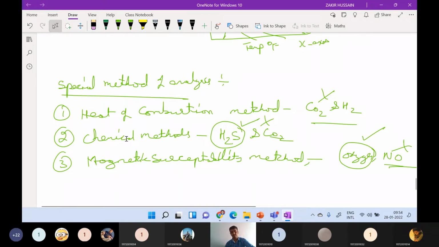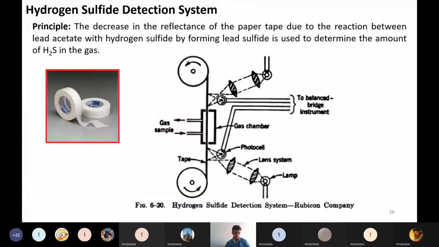The first one will be the chemical method, the H2S detection system. This is very important. If you verify the old question papers, it has been given many times in the examination. What is the principle behind this operation? The reflectance of the paper tape will change depending on the chemical deposit on it; the reflectance will be lowered or raised, we don't know beforehand. The decrease in the reflectance of a paper tape due to the reaction between lead acetate and hydrogen sulfide, forming lead sulfide, is used to determine the amount of H2S in the gas.